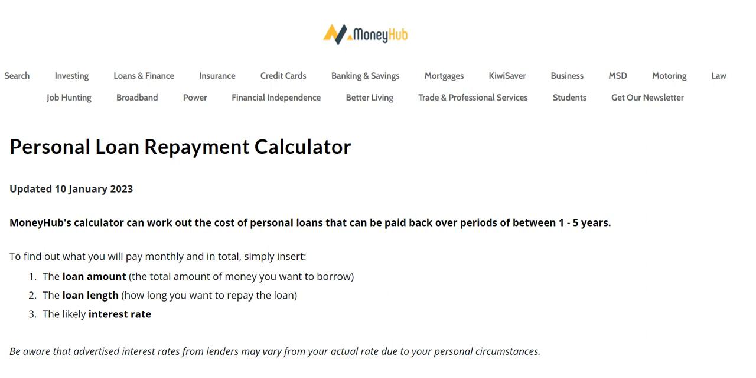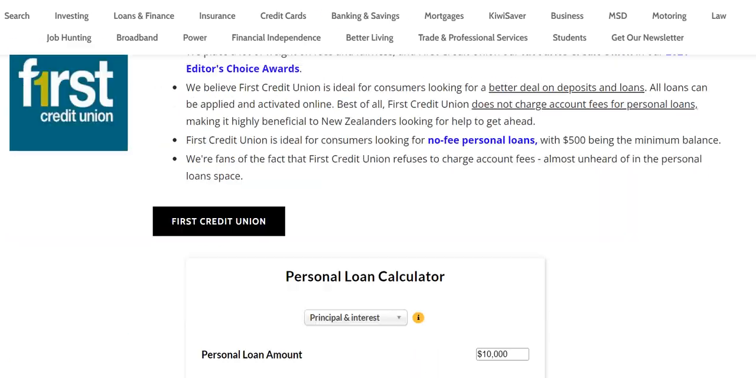If you are looking for a personal loan, then it's pretty normal to try out a calculator just to make sure you understand how the repayments will work and what the costs will be. And we've published one here, which I've linked to below, to help you do just that. So let's go straight to it.